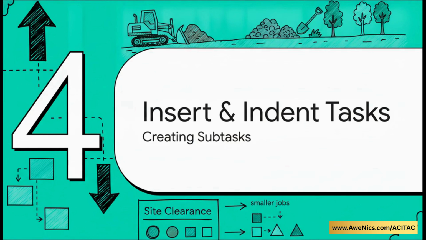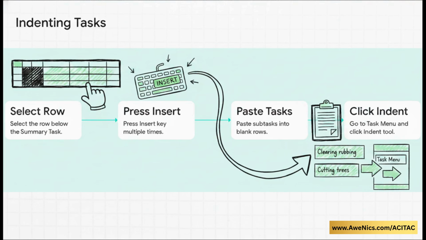Next up, Section 4, inserting and indenting subtasks. Now that our big picture is locked in, we're shifting from the macro down to the micro. Let's use site clearance as our main example here. Site clearance obviously isn't just one single action, right? It's made up of several smaller jobs.